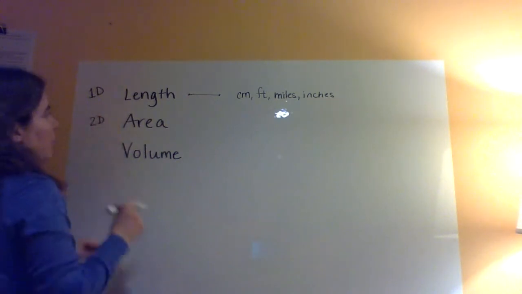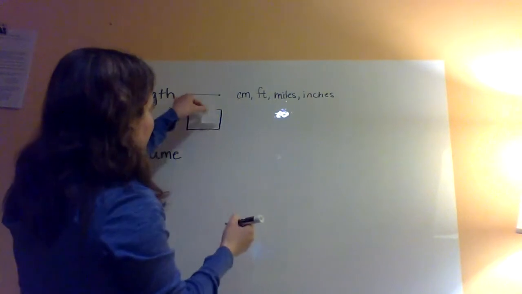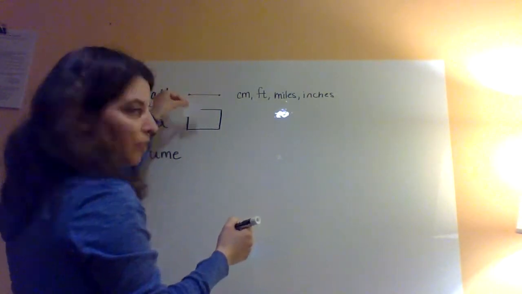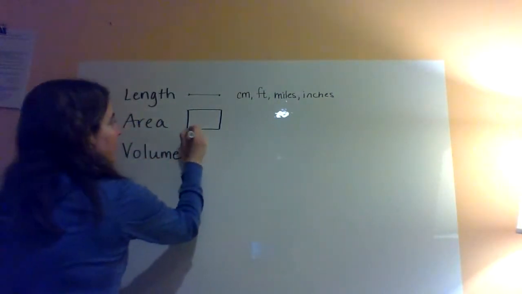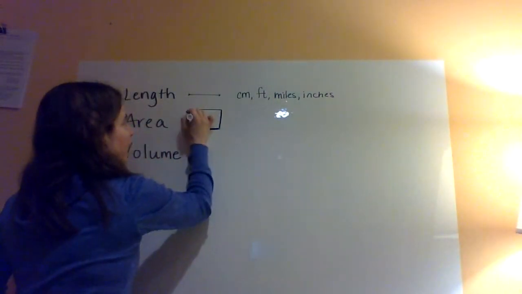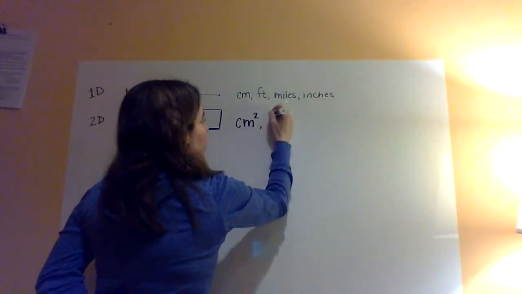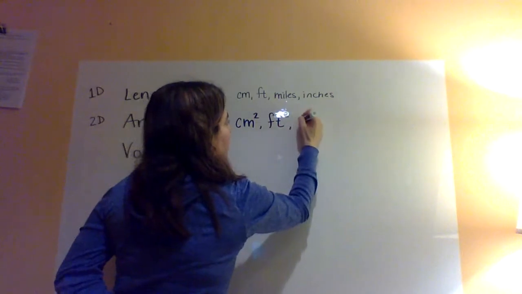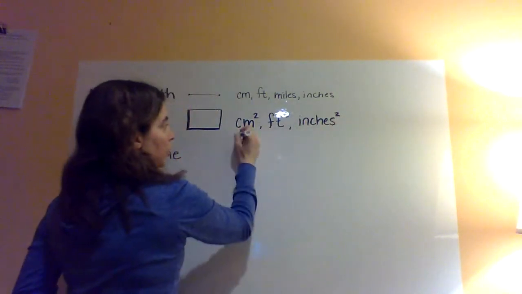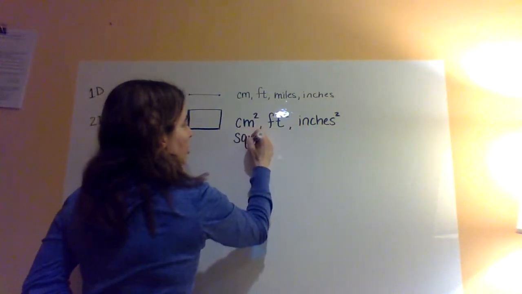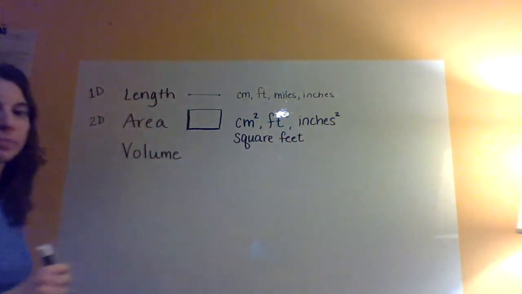Area is going to be 2-dimensional. So if I have a shape, a flat shape, I could then say, okay, how many of these papers does it take to cover that shape? That's area. And because our area has a unit or a measurement this way and this way, we use square units: square centimeters, square feet, square inches. You can write it with the exponent, or you can write it out like that, square feet.